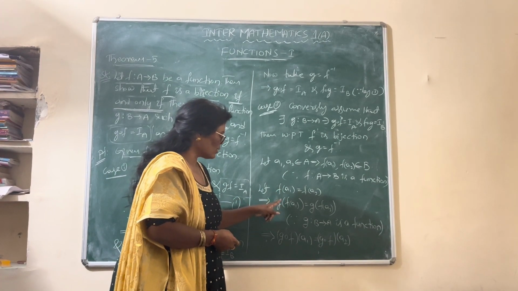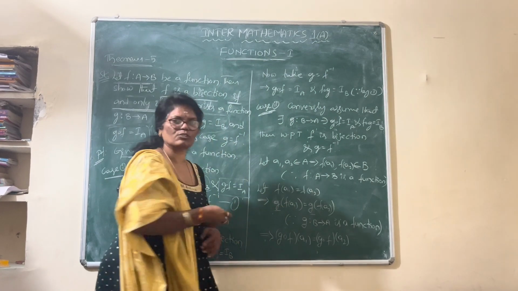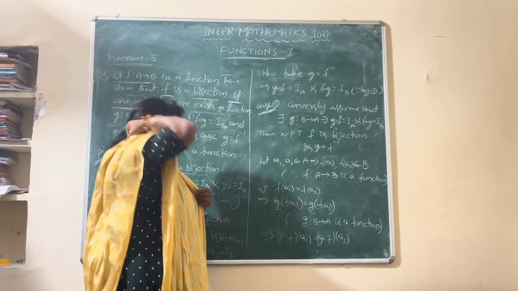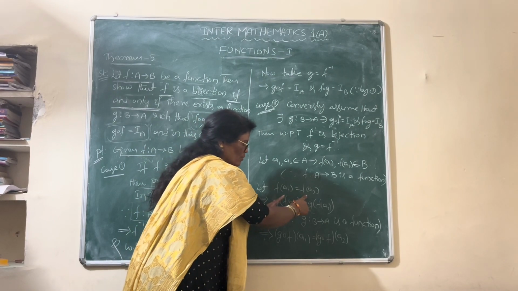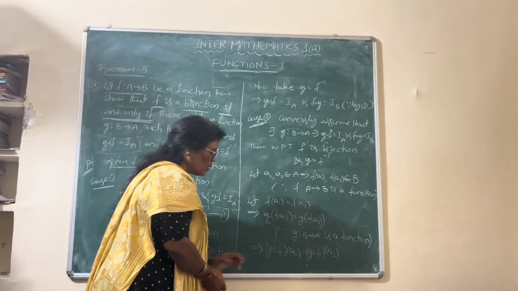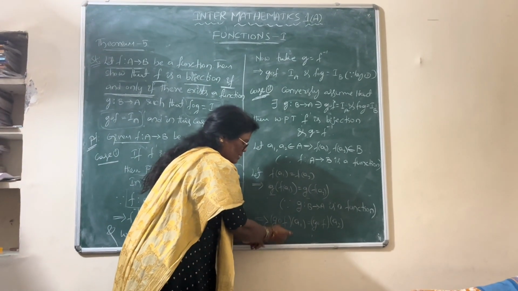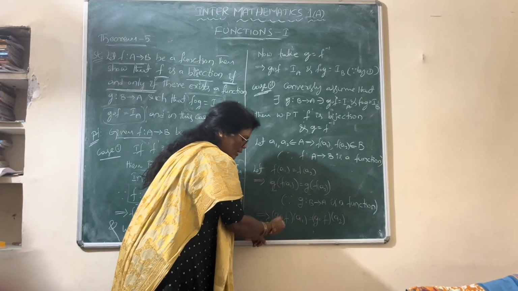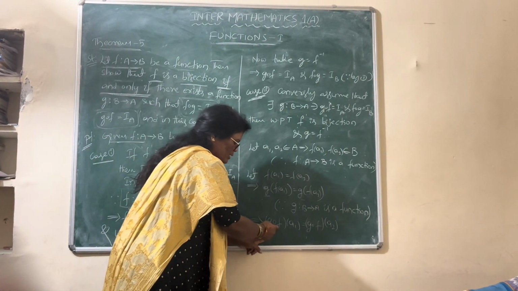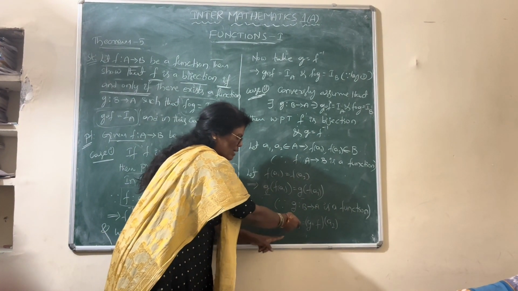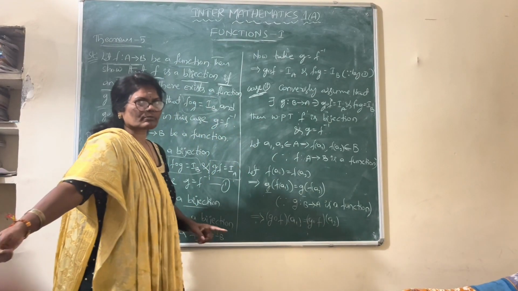Taking the function g on both sides, g of f of a1 is equal to g of f of a2. Again, this expression can be written, by using the composition function, as g composite f of a1 is equal to g composite f of a2.